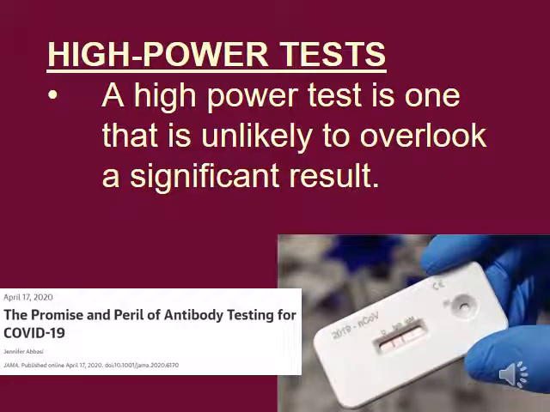The second of these topics is something that's actually been in the news a lot just lately, and it's what's called high-power tests. The thing about a high-power test is that it's a test that is unlikely to overlook a significant result. If you've got something that didn't happen by chance, it's going to tell you this is significant.